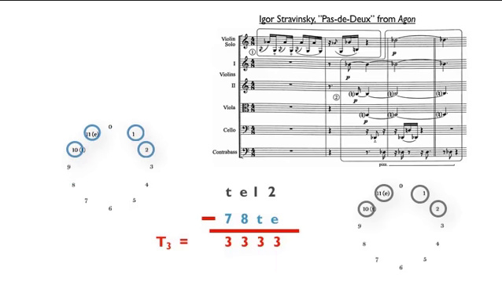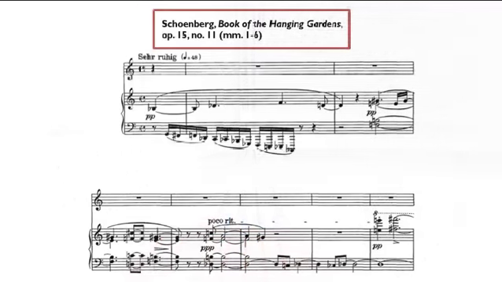Let's look how another composer utilizes transposition with sets. Here is an example from Schoenberg's Book of the Hanging Gardens.